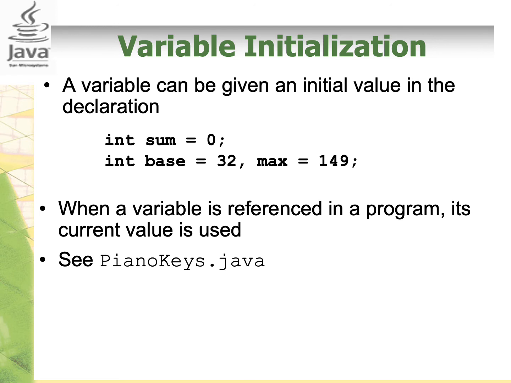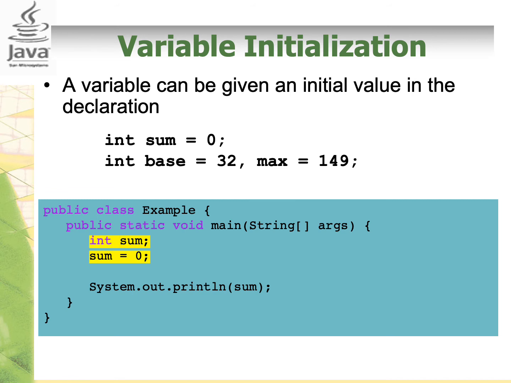From the previous slide, we have declared the variable without giving any values to it. A variable can be given an initial value in the declaration. For example, here we have int sum equal to 0. When we declare and initialize our variable, we can also write it within 2 lines where we can separate the declaration and initialization. For example, on the first line we write int sum, so we are declaring it. And then on the second line, we write sum equal to 0, where we give the initial value of 0 to the variable sum.